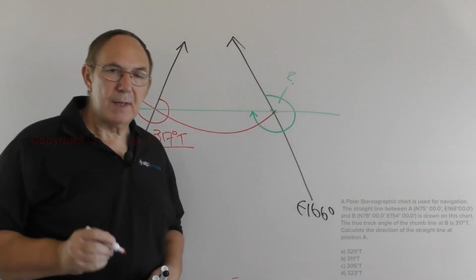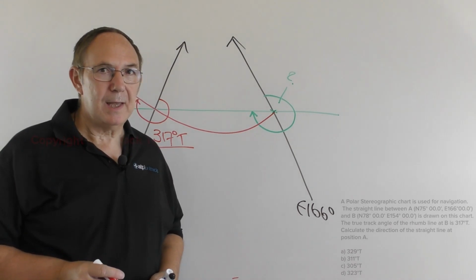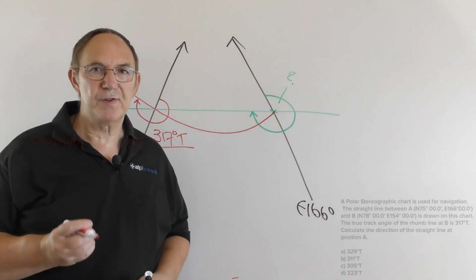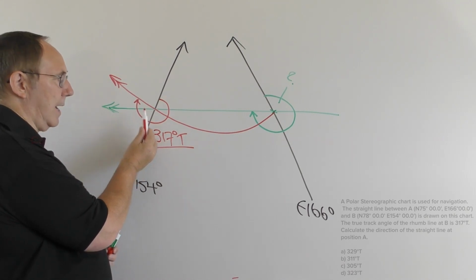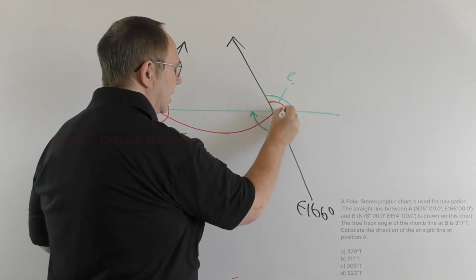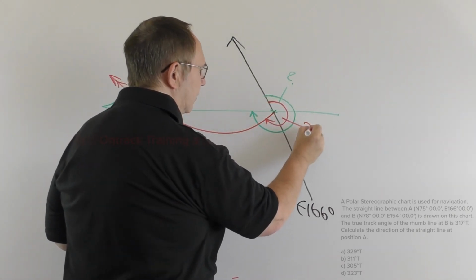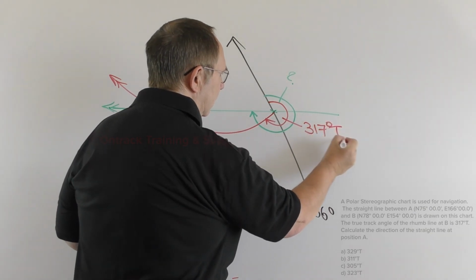But you will remember that the number one property of a rhumb line is that it is a track of constant bearing. Therefore, if it is 317 degrees true at B, it's 317 degrees true at A.